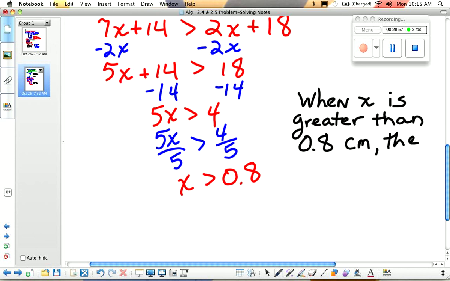The rectangle will do cartwheels. What will make it do flips then? Okay, what's the rest of our sentence here? The area of the rectangle is greater than the perimeter.